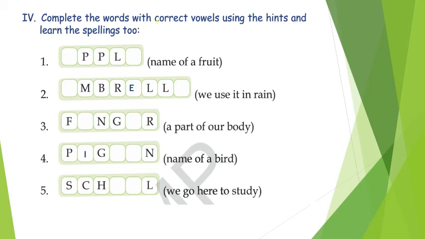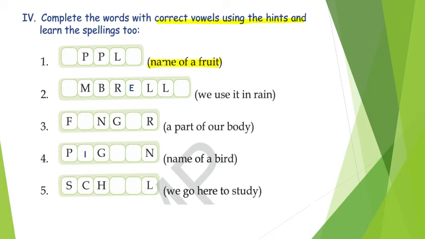Complete the words with correct vowels using the hints. Learn the spellings too. Again the same kind of exercise, but this time you have a hint here. By using this hint, you have to complete the spelling with vowels only. So in here also, in the fill-up boxes, there might be only one vowel, no consonants.